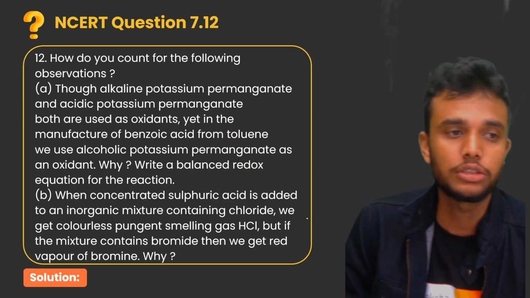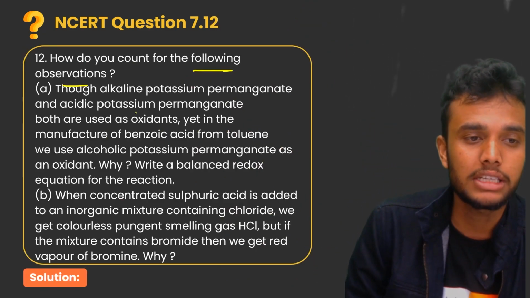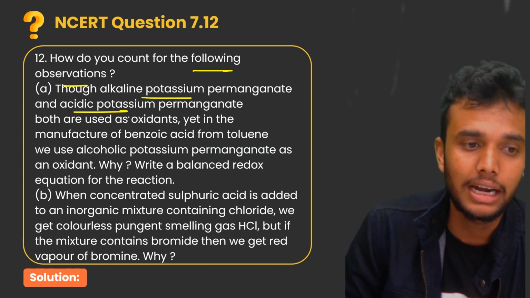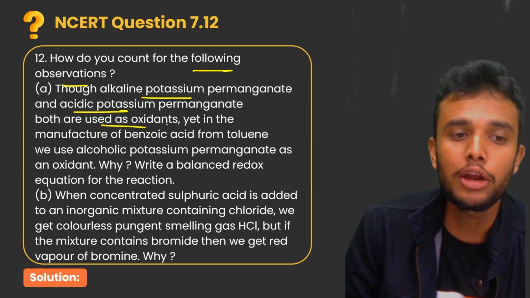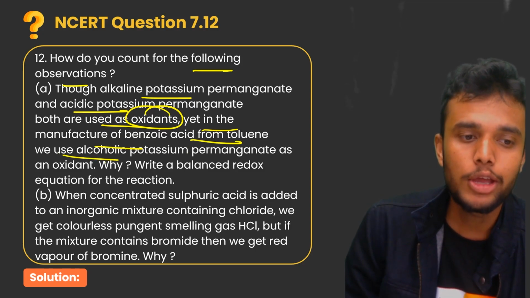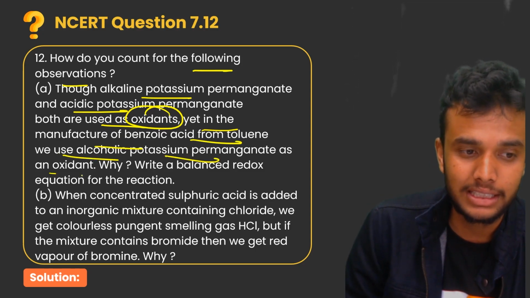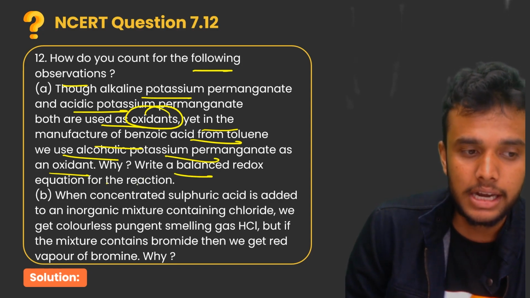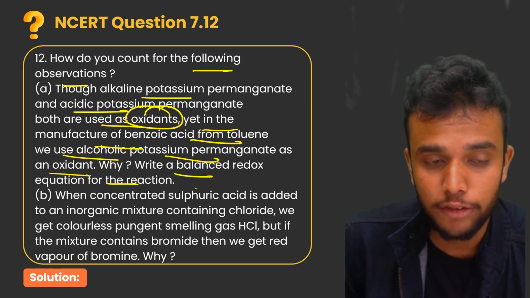Clear? Next question, students. How to account for the following observation: both alkaline potassium permanganate and acidic potassium permanganate are used as oxidants in the manufacture of benzoic acid from toluene, but we use alcoholic potassium permanganate as an oxidant. Why? Write a balanced equation for the reaction.